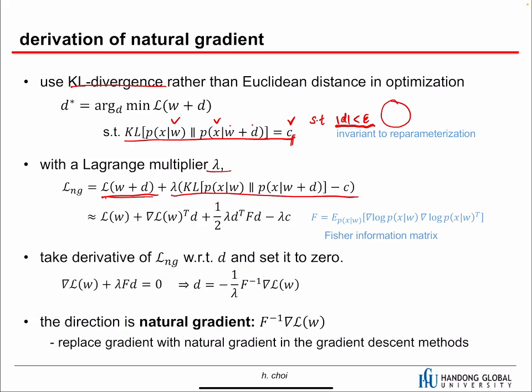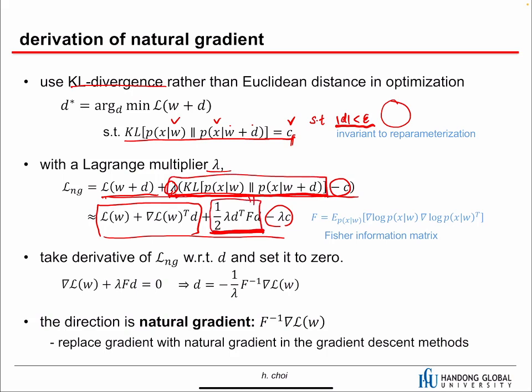Now, this one can be approximated by this with the Taylor series. Okay, we can accept this part, and this one is coming from this one. Then what about this one? So this KL divergence between these two can be rewritten as 1 over 2 times lambda d transpose F d. We have to prove this part in the next slide. Okay, but let's just assume that this is what we have.